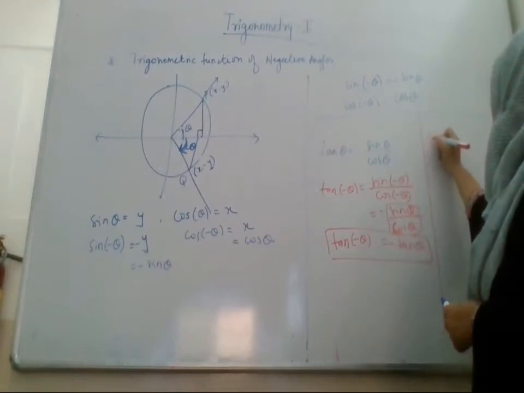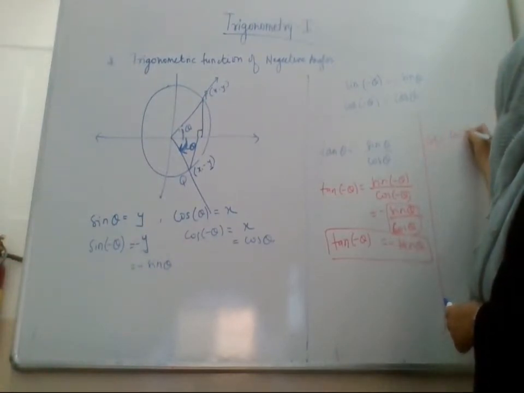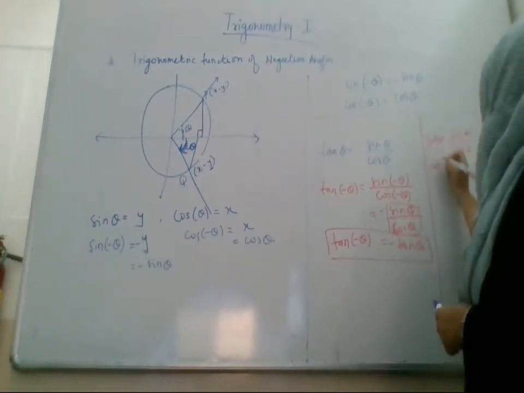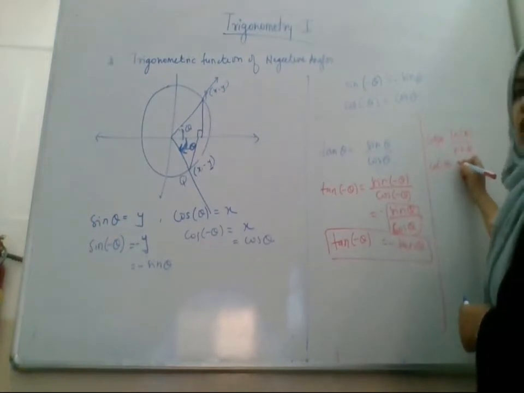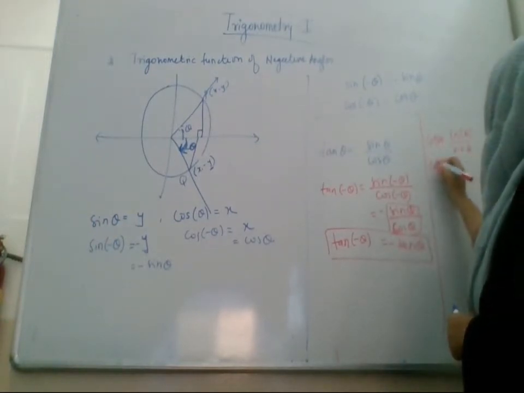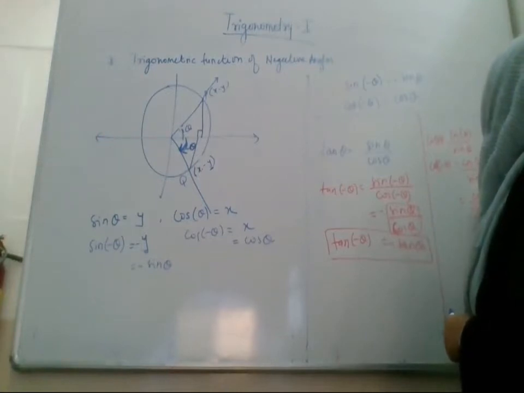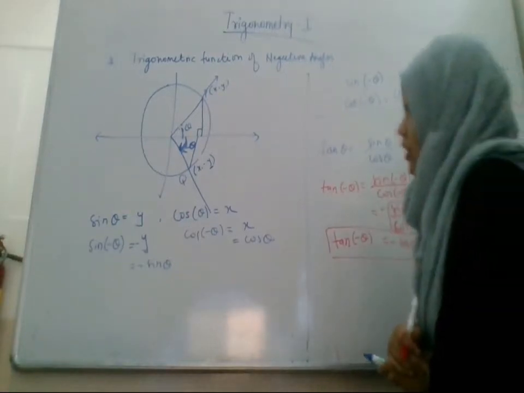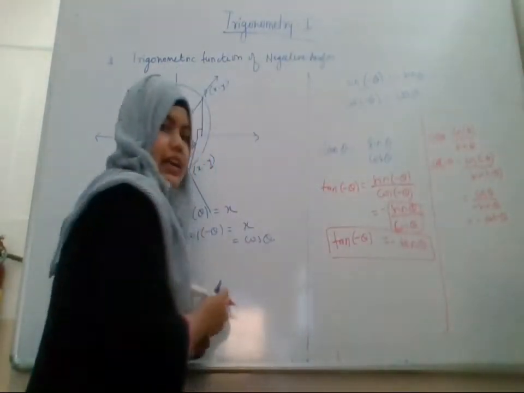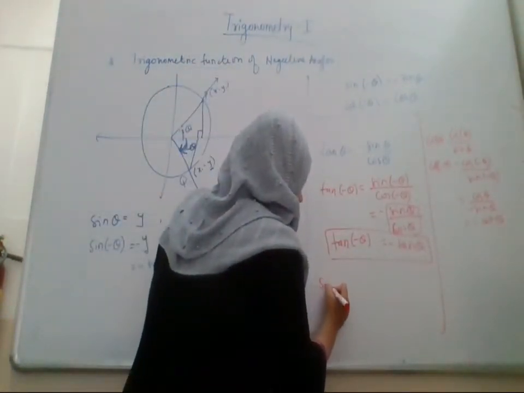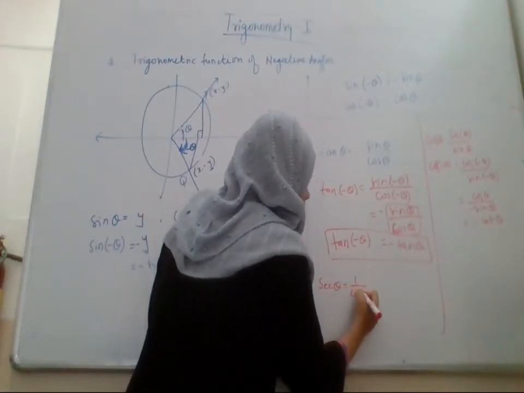Now the next is cot. Cot is the opposite: cos theta upon sin theta. So cot minus theta will be cos minus theta divided by sin minus theta. So cos minus theta is cos theta only, sin minus theta is minus sin theta, so cot minus theta is minus cot theta. Next is sec. Sec theta is equal to 1 upon cos theta.